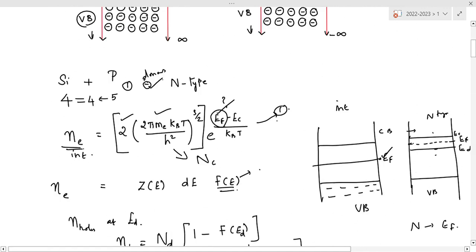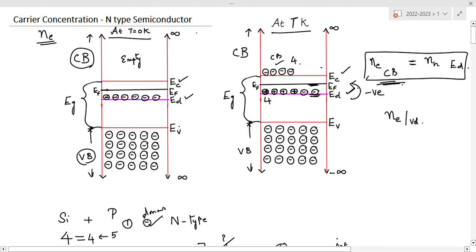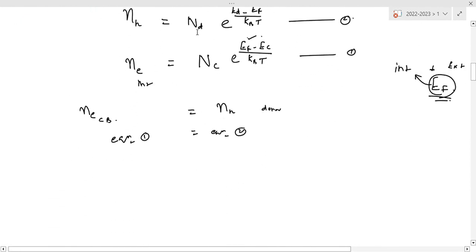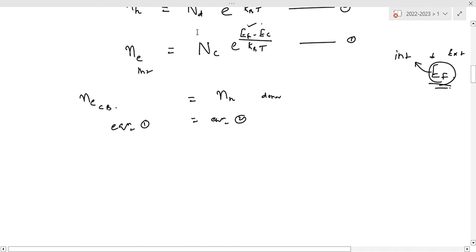I repeat it. I am going to derive the expression for carrier concentration of n-type semiconductor. For this, the number of electrons in the conduction band is equated with the number of holes present at the donor energy level. For this, intrinsic is taken. The position of the Fermi energy level has to be determined and substituted in the formula of intrinsic. Then we can determine the carrier concentration of n-type.